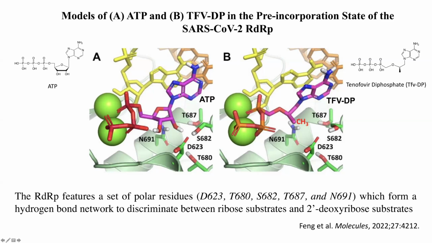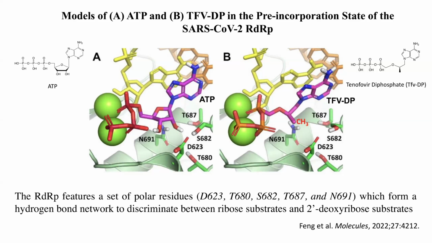You can see here the natural substrate ATP forms a very tight complex in the active site of the RDRP, with this hydrogen bond. And then here, the tenofovir has a methyl group. It's hydrophobic, so it's incompatible with this polar amino acid residue. Therefore, this has a very low activity for incorporation by the RDRP.